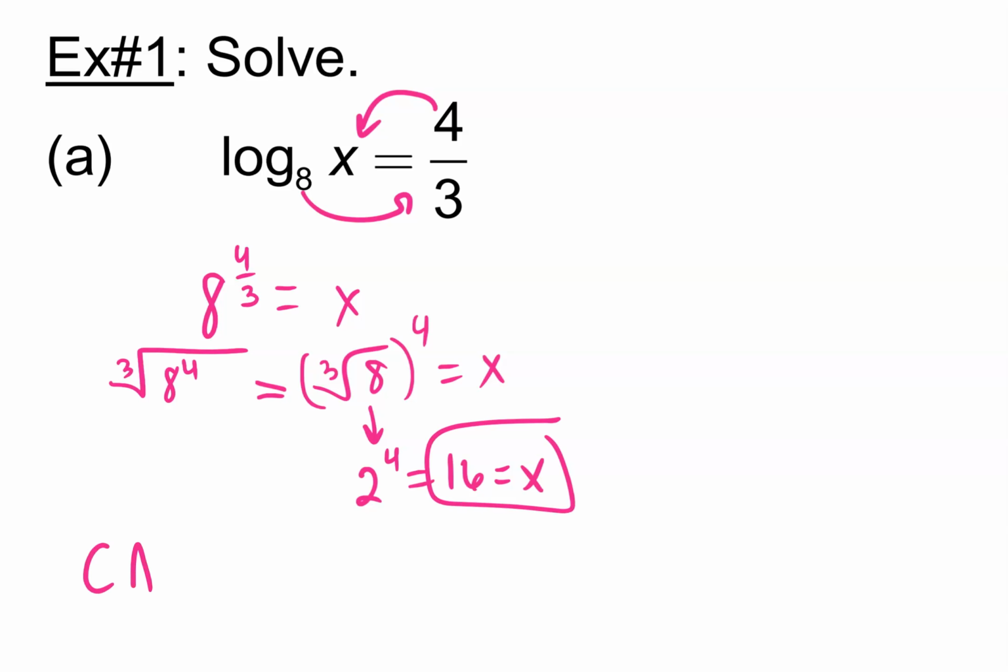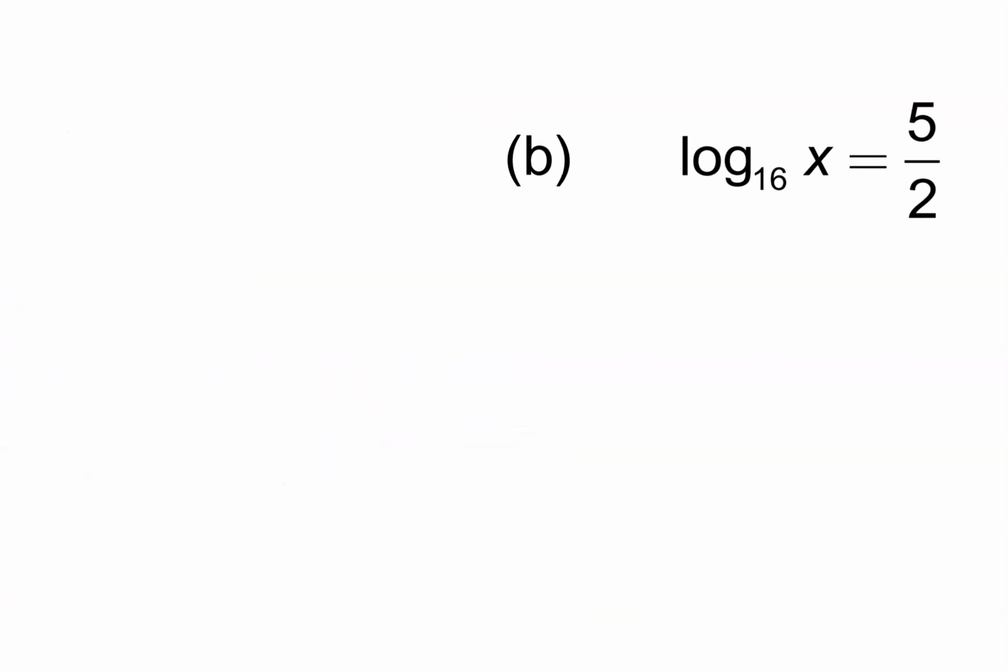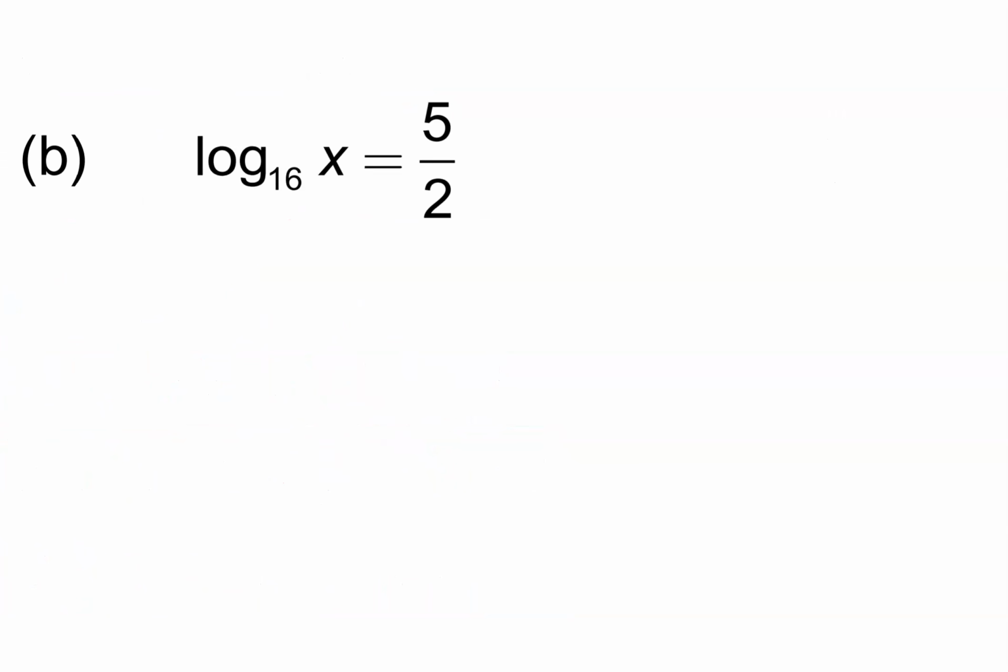And let's do a little reminder. How would you put this in your calculator? You have 8 to the power of 4 divided by 3, and that gives you 16. Alright, try out B. You can always pause the video and give it a shot yourself first. A little curly Q action. 16 to the 5 halves is equal to x.